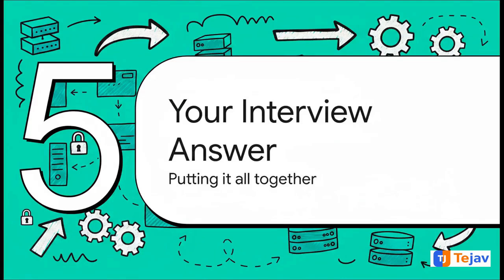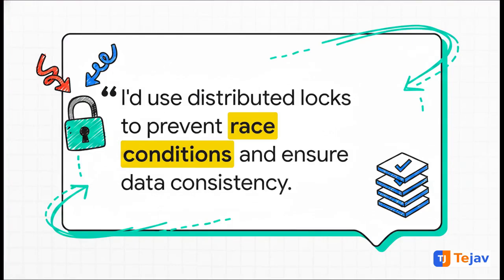All right, it's crunch time. You're at the whiteboard, the interviewer is watching. How do you pull all of this together into a perfect answer that shows you really, truly get the trade-offs involved? You always want to start by stating the core principle. This shows you understand the why behind the what. You'd say, I'd use a distributed lock here to prevent race conditions and ensure we have strong data consistency across our services.